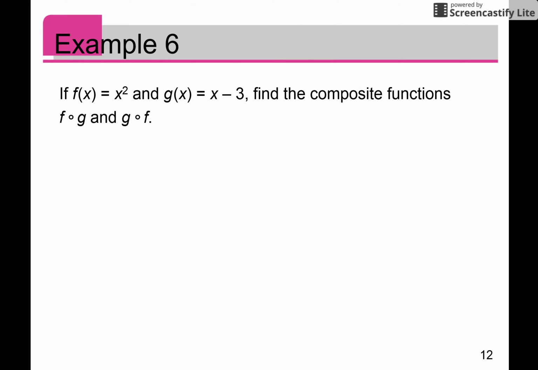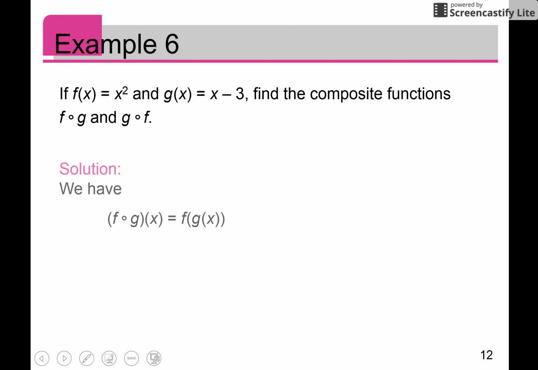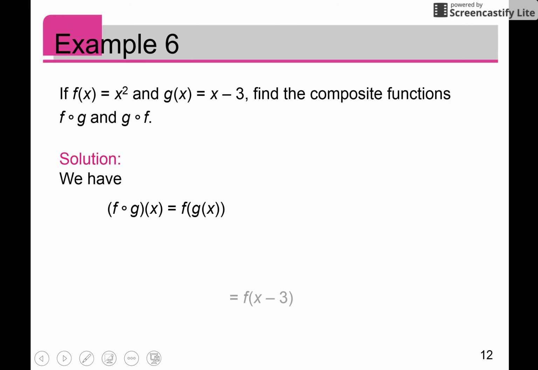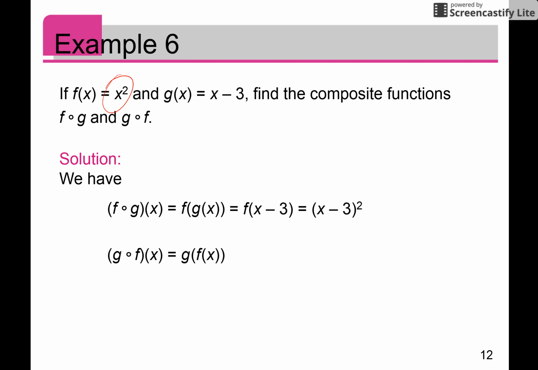So for example, if I have x squared and x minus 3, I want to find the composite functions, f of g and g of f. So f of g, we're plugging g inside. We plug x minus 3 into the f everywhere we have an x. So that would look like x minus 3 squared. And if I want g of f, then I'm plugging the x squared everywhere in here that I have an x. So that would look like x squared minus 3. So these are the way these two different compositions work.